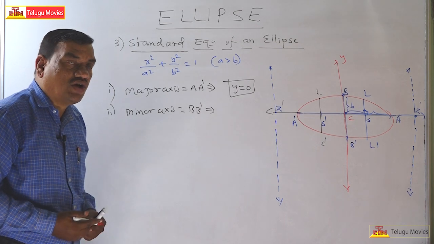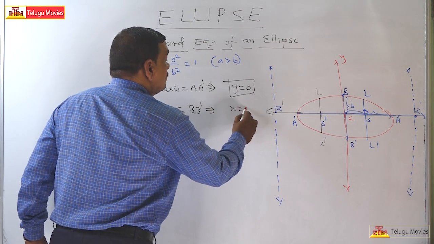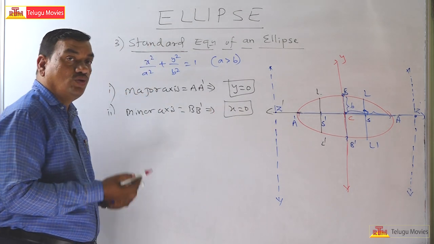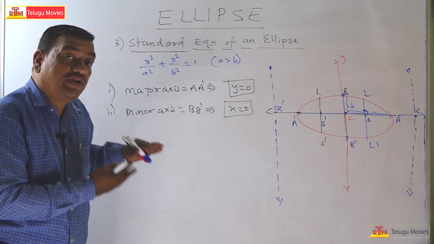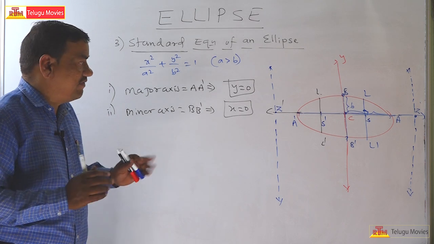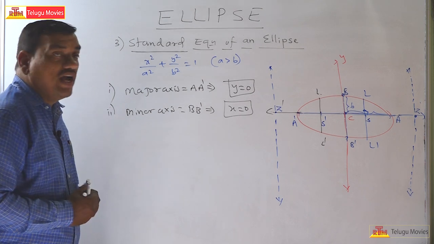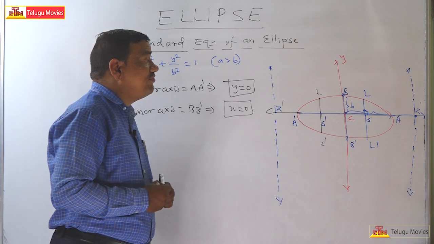What is the equation of y axis? X is equal to 0. So we got the equation of major axis and we got the equation of minor axis. Very nice.